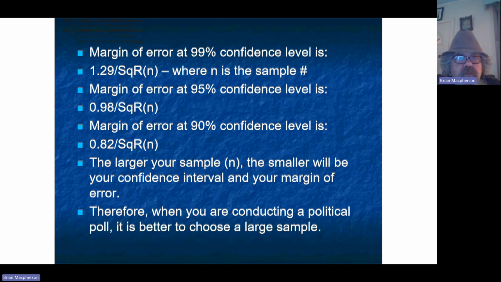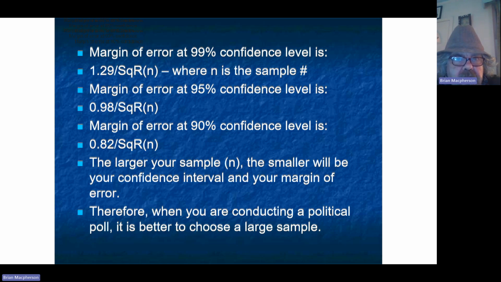More accurate because it's right 99% of the time. A margin of error at a 95% confidence level is narrower, all right? And so that means it's more precise, but it's less accurate. And finally, the margin of error at a 90% confidence level is more precise, but it's less accurate still, right?